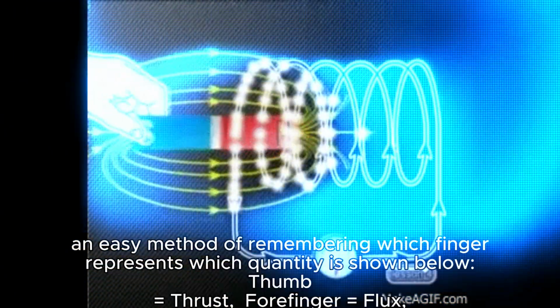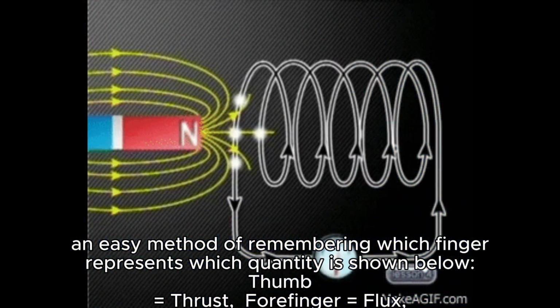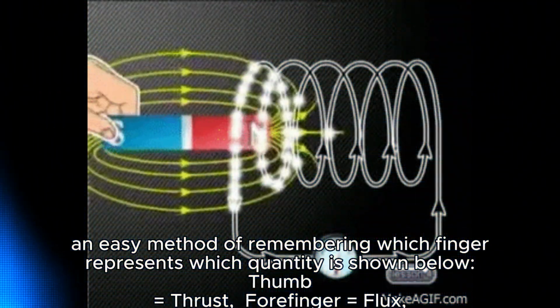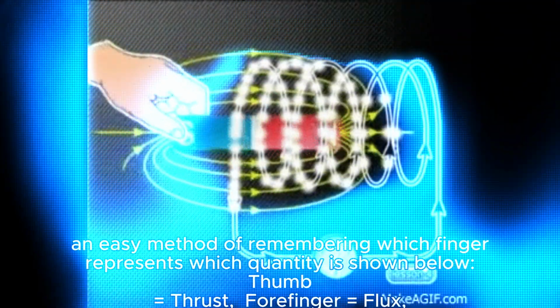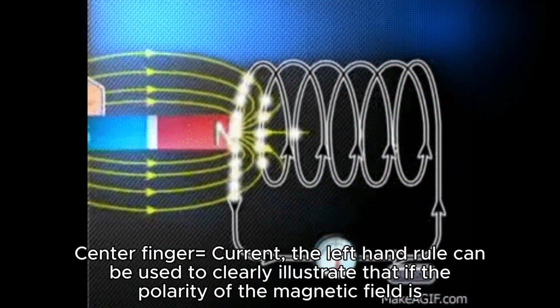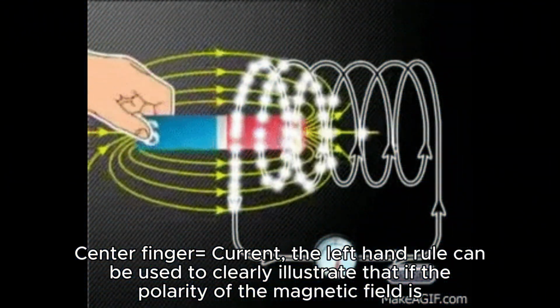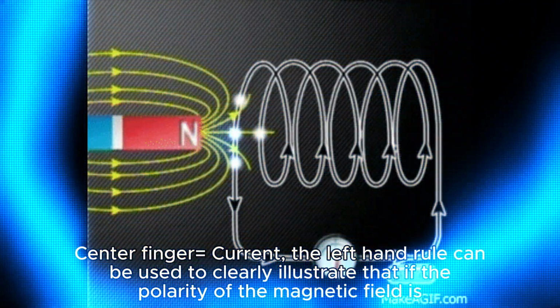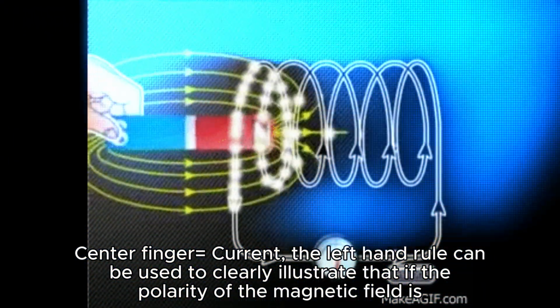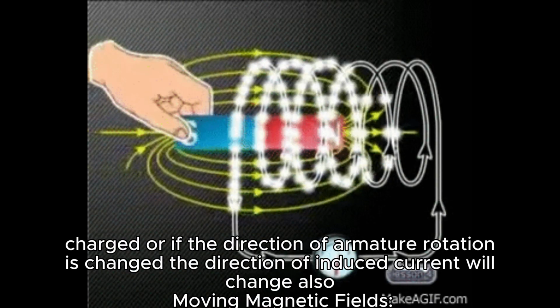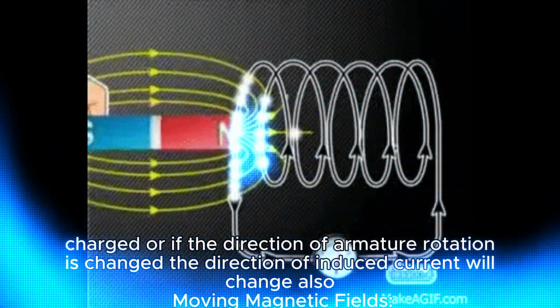An easy method of remembering which finger represents which quantity is shown below. Thumb equals thrust, forefinger equals flux, center finger equals current. The left-hand rule can be used to clearly illustrate that if the polarity of the magnetic field is changed or if the direction of armature rotation is changed, the direction of induced current will change.